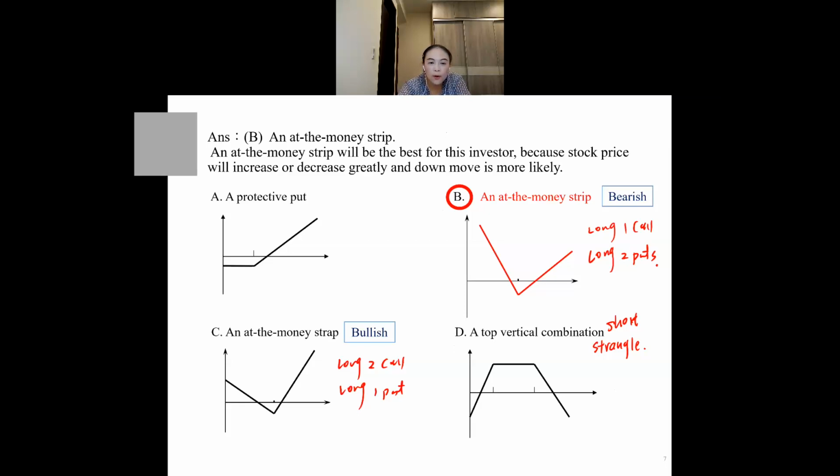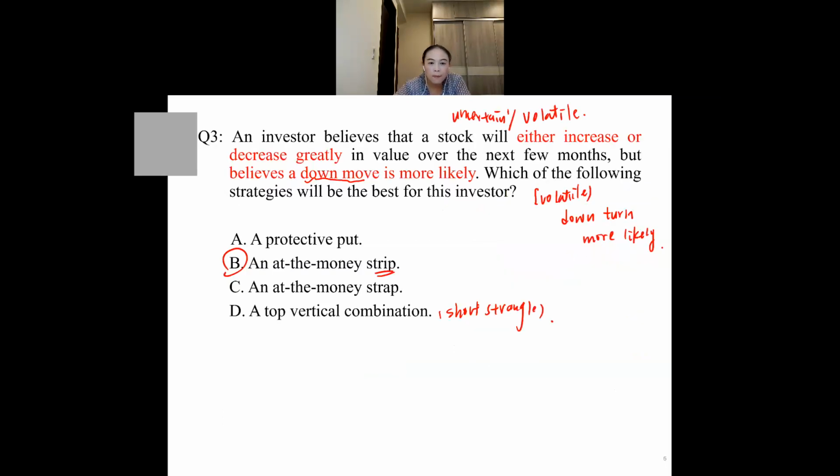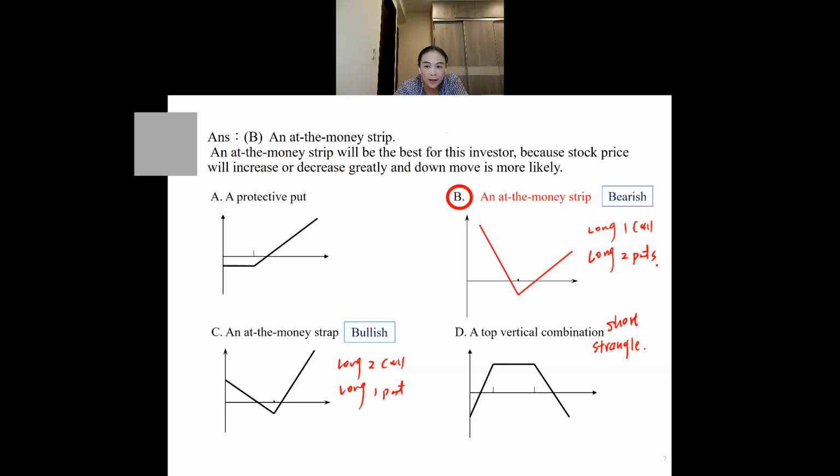And one thing that I want to explain to you: a protected put, remember, is to create one long cash position and a long put. So you form a protected put option strategy. And an at-the-money strap is where you long two calls and long one put, which is answer C. So it's a more bullish point of view.